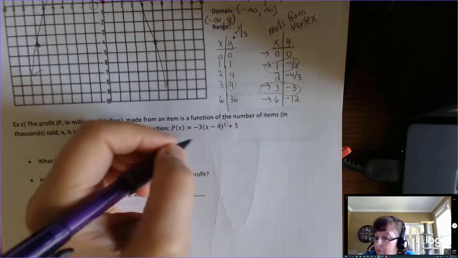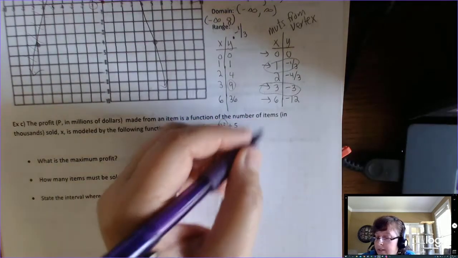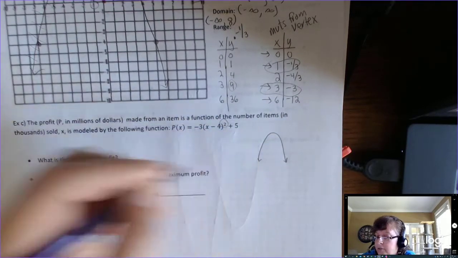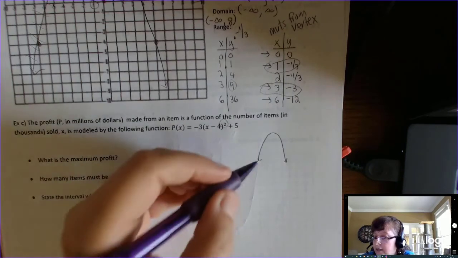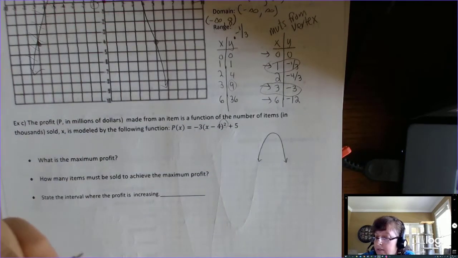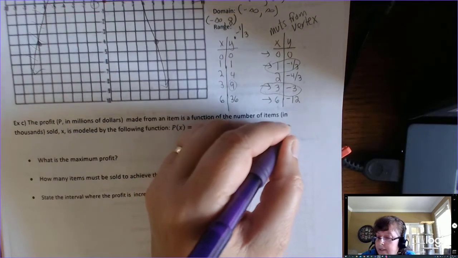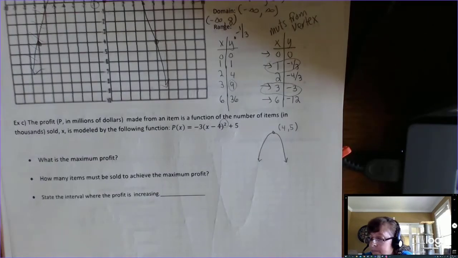So before we answer all of these questions, we can figure out the shape of this. We know it's going to open upside down. I don't need a coordinate plane, I'm just going to sketch it. Actually, I'll put a coordinate plane because we have to talk about x's and y's. We know it opens upside down. We know the vertex is 4, 5. Okay, so back to functions and word problems.